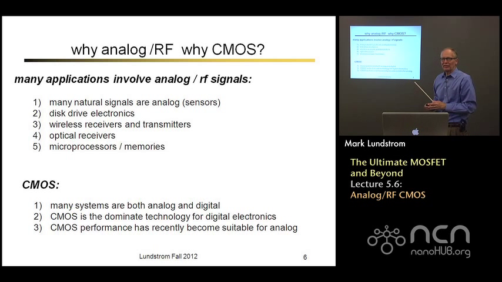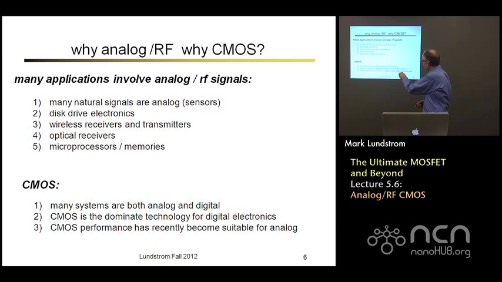Okay, so there are lots of applications for analog and RF. I've listed several of them here, so there are many important applications. You might wonder why use CMOS for this, since we discussed III-V transistors and we learned that they're very good high-frequency devices. Well, one of the reasons is that many circuits are both analog and digital. So if you're building a digital system and you need a little bit of analog, you'd like to do it with the CMOS technology that you're doing the digital system with. It's the dominant technology, so it's widely available at low cost.